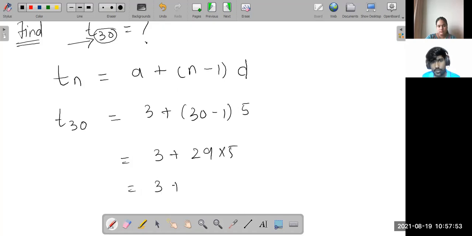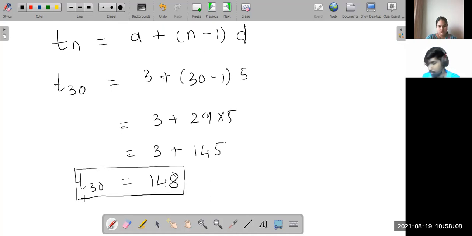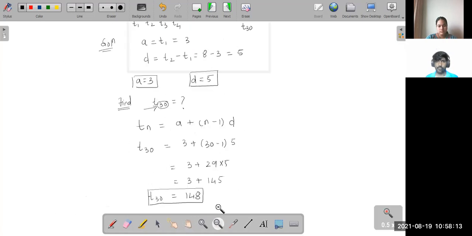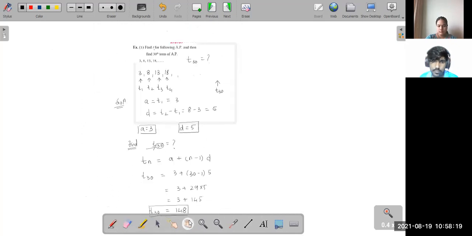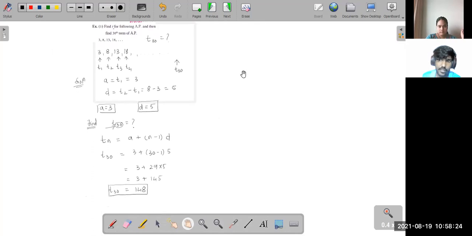So 3 plus 20, you said 145, correct? So T30 is 3 plus 145, that is 148. So you can finally say that the 30th term is 148. Is this clear? Write down this number. Any doubts? Write it down.